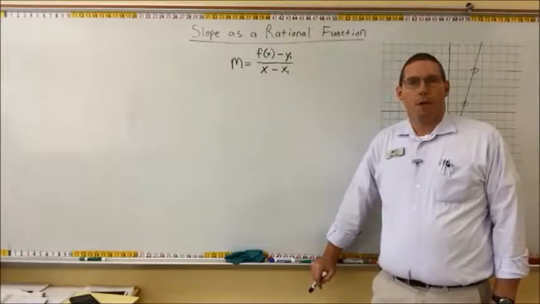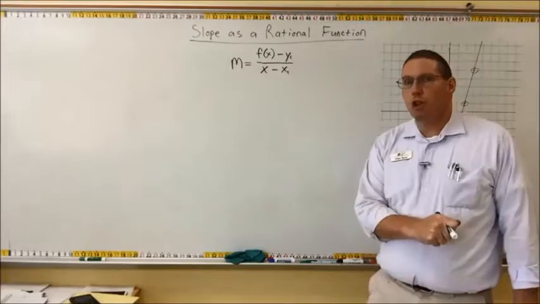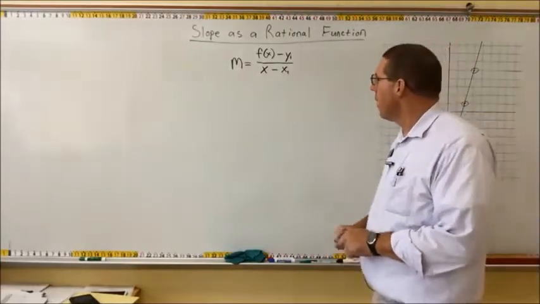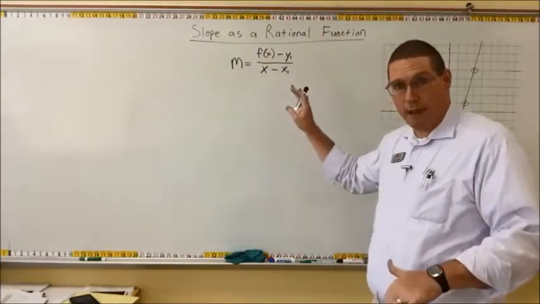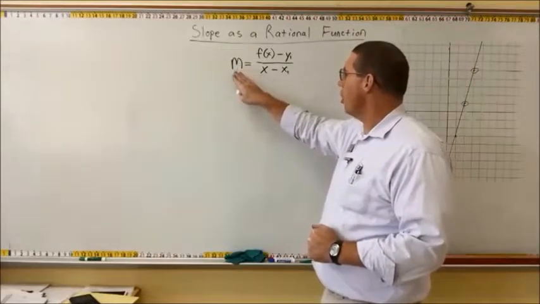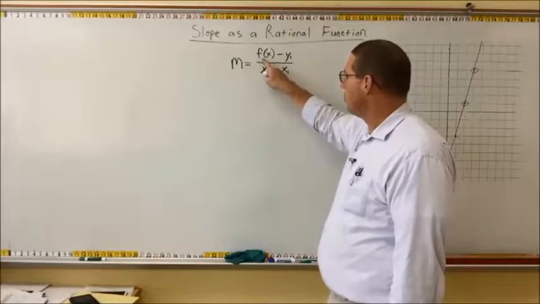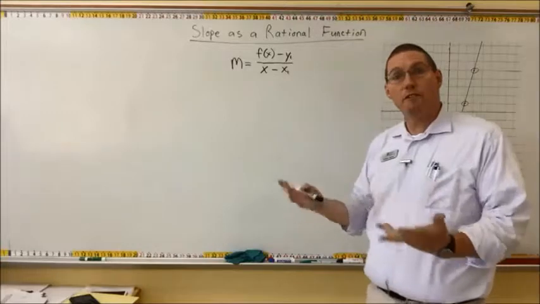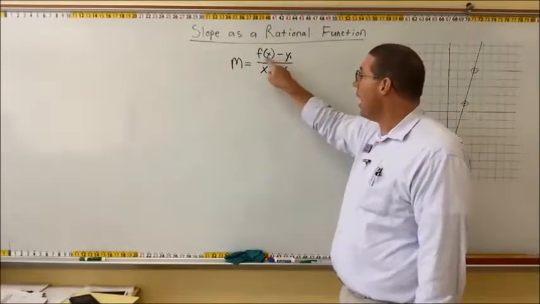Howdy folks, this is part 2 of a little mini series that I'm doing on slope as a rational function. This is our master formula that we're going to use. You should write this down in your notes. What we're trying to understand is that slope is equal to y2 minus y1 over x2 minus x1.